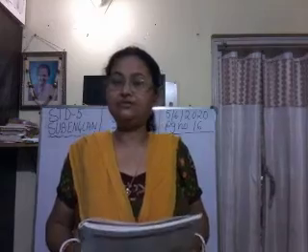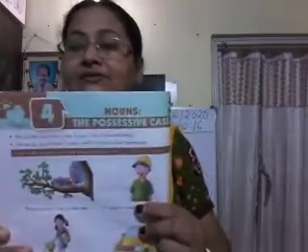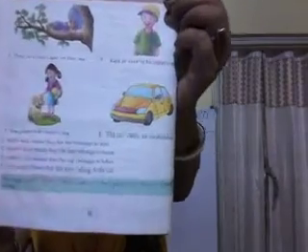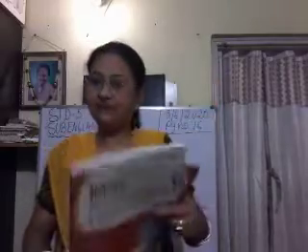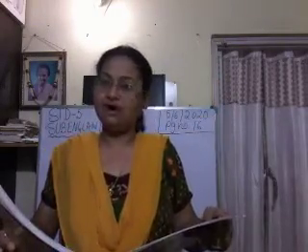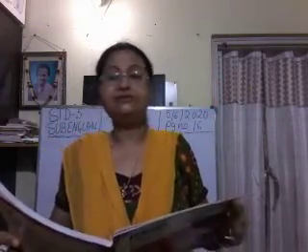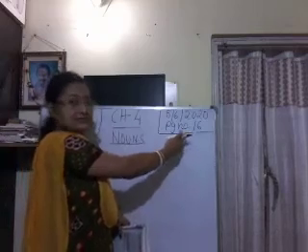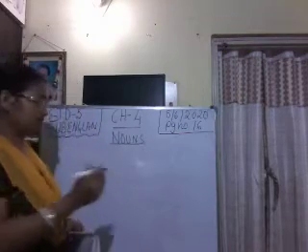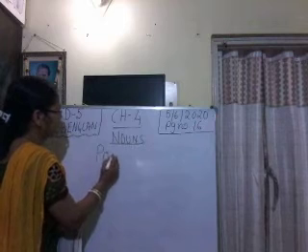Children, today we will start with a new chapter, and the name of the chapter is Nouns: the Possessive Case. Now open your book at page number 16. So this is your book, Basic English Grammar and Composition, isn't it? We have completed chapters 1, 2 and 3, and today we will start with nouns, the possessive case. The topic that we will discuss is possessive case.